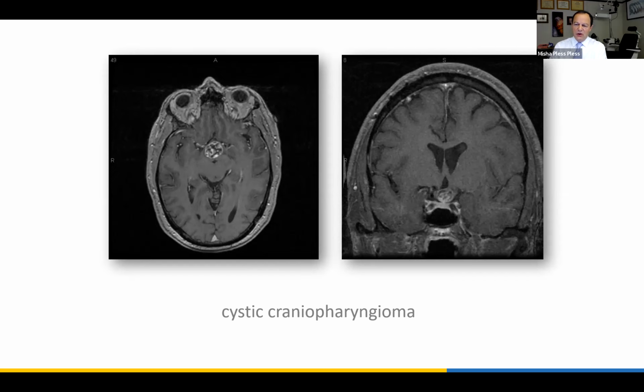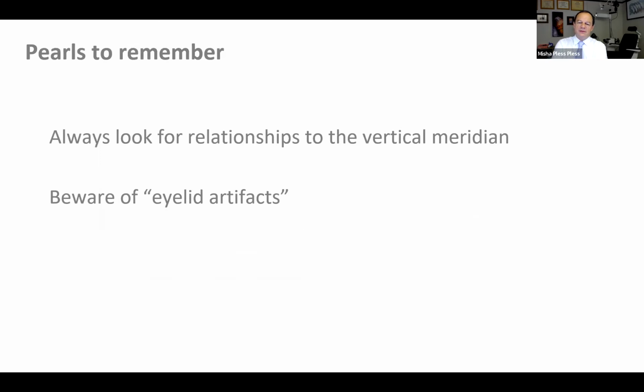Now, craniopharyngiomas are very, very tricky because they interact with the chiasm in unusual ways and sometimes parasitize vessels from the chiasm itself, causing microinfarctions that don't look like the normal chiasm compression. So in neuro-ophthalmology, we're always looking for relationships to the vertical meridian.